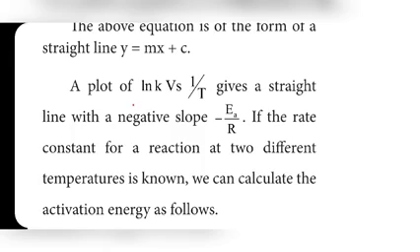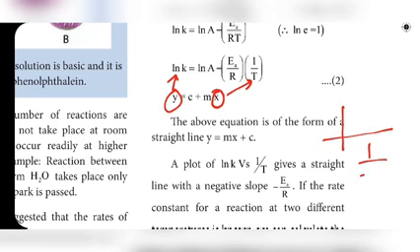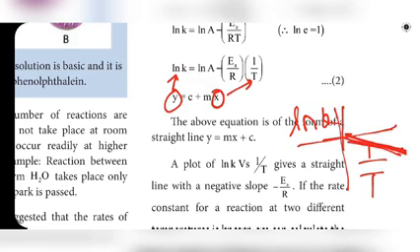So the above graph is a plot of ln k versus 1 by T, already explained. Ln k is the y axis and 1 by T is the x axis. If we plot a graph between 1 by T and ln k, it gives a straight line with a negative slope.